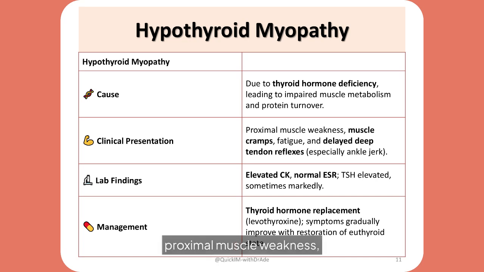Hypothyroidism may cause proximal muscle weakness, myalgia, and cramps, often mimicking polymyositis. Laboratory findings typically reveal elevated CK, normal ESR, and abnormal thyroid function tests of high TSH and low free T4. It may present subtly or as Hoffman syndrome, a condition characterized by pseudohypertrophy in severe cases. Unlike autoimmune myopathies, thyroid hormone replacement leads to resolution of symptoms, making this a treatable mimicker.